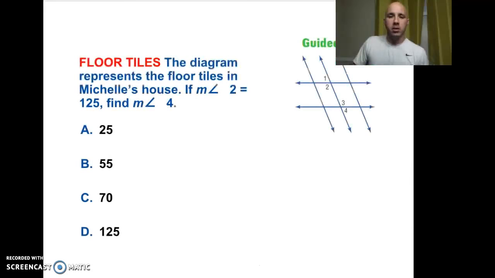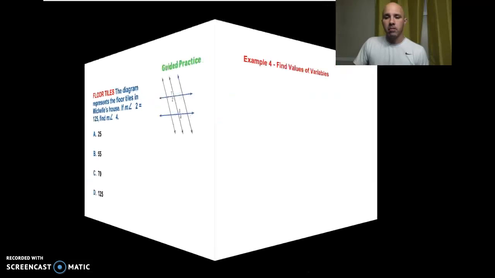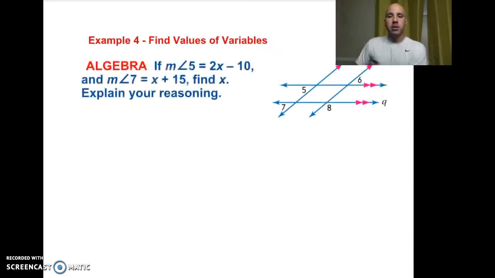Again, let's work out the measure of angle 2 and the measure of angle 4. Make sure you know the relationship between angle 2 and 4. And let's go to example 4. Figure out the measurement of x.